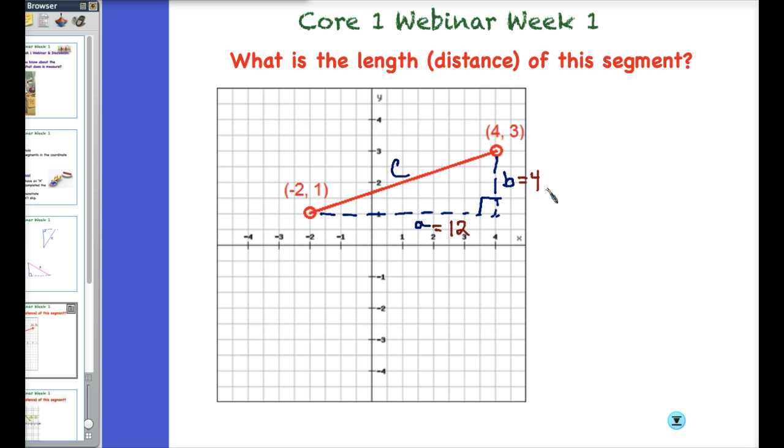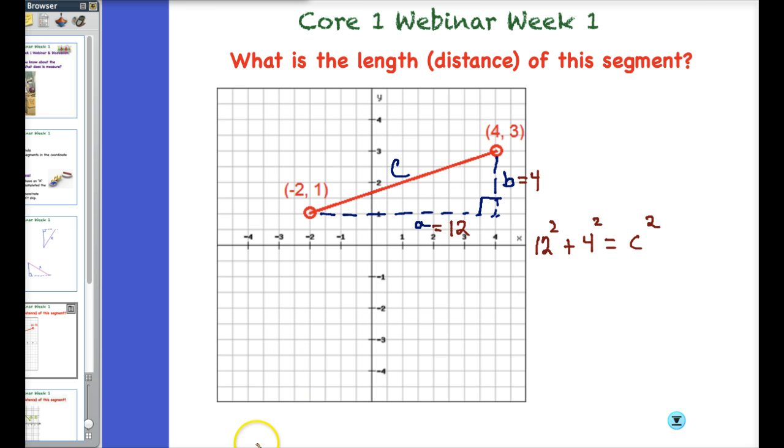So if I do that, could I not use the Pythagorean theorem to find C? Yes, I could. So that's what I'm going to do, you guys. So if I plug this in, I have 12 squared plus 4 squared equals C squared. Okay, so if I do that, then I can find this distance C.